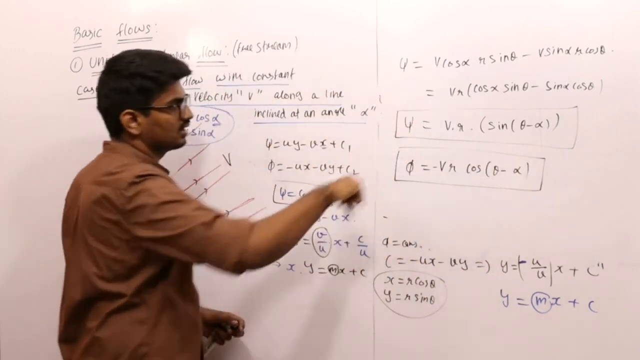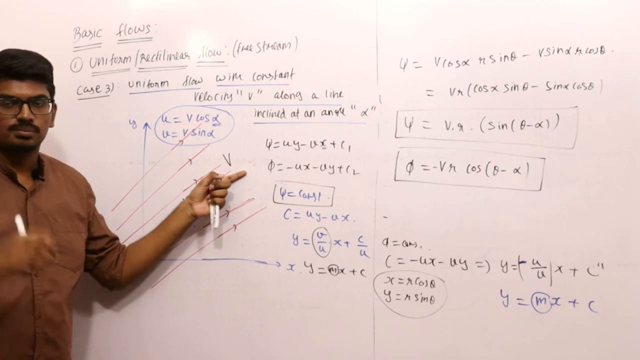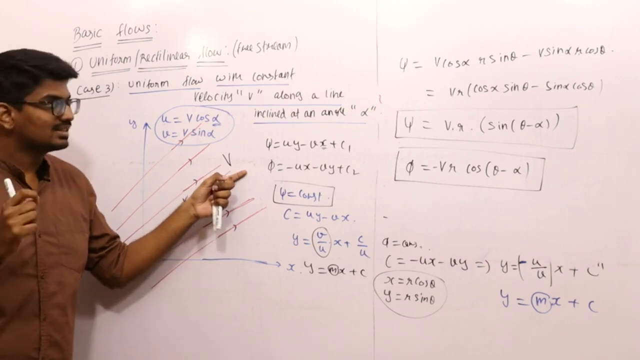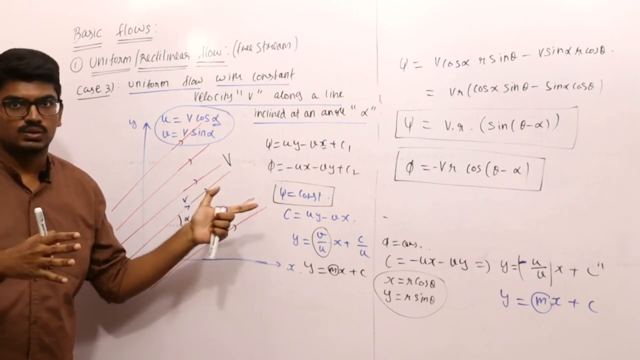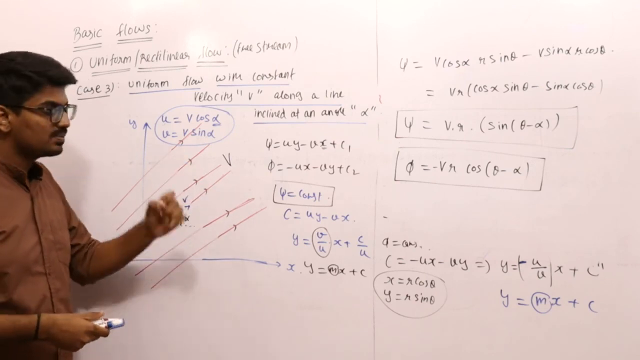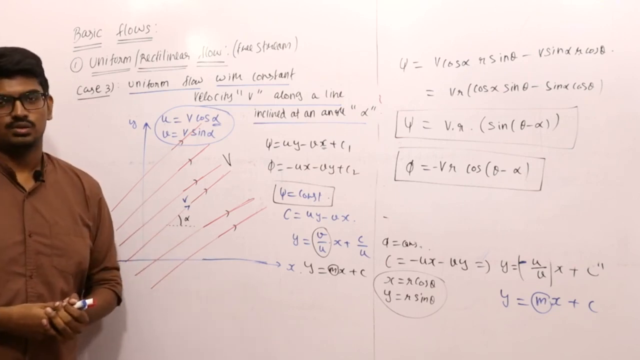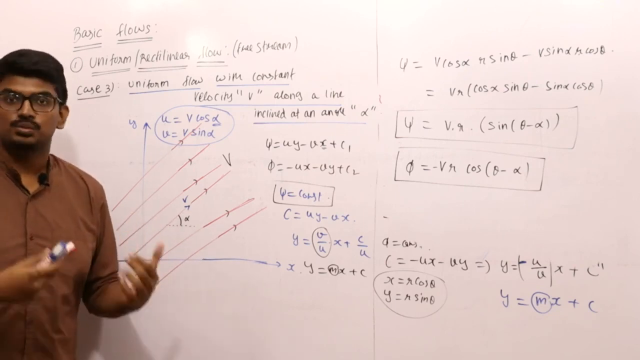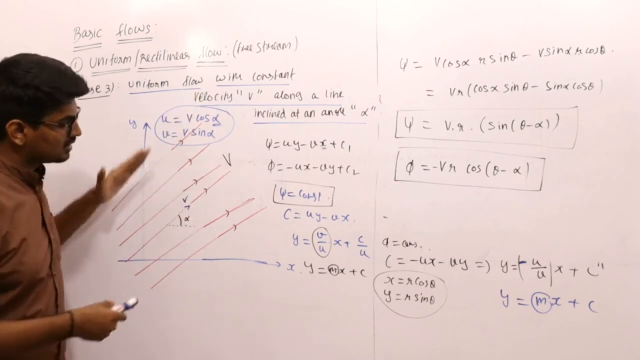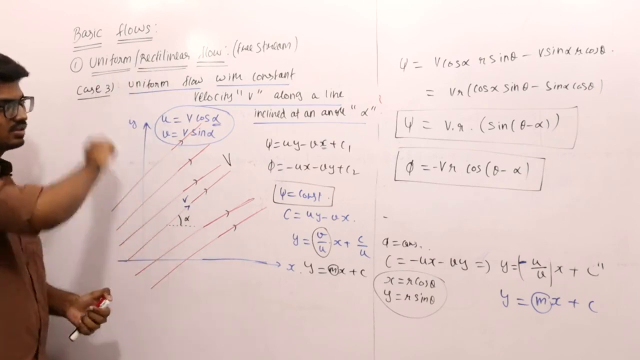So this is in polar form, this is in Cartesian form. Please remember the things carefully. What is theta, what is alpha, all those things. Alpha is angle between velocity and x-axis, and theta is angle between position vector and x-axis. And how does the constant streamline and equipotential line look? Streamline looks in the direction of flow only. Equipotential line looks perpendicular to the flow.